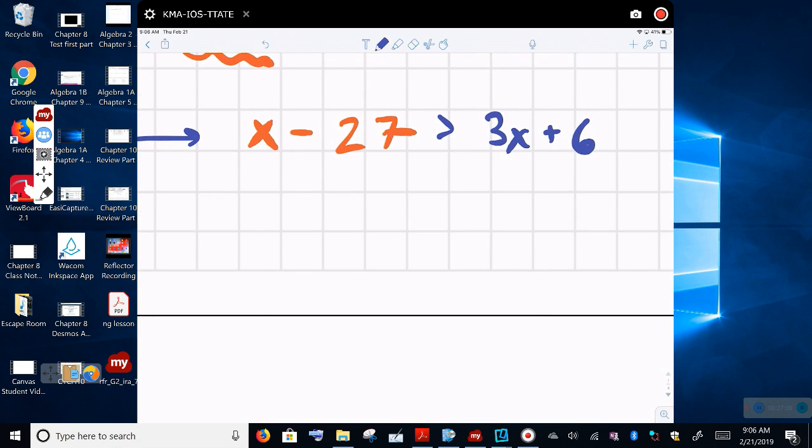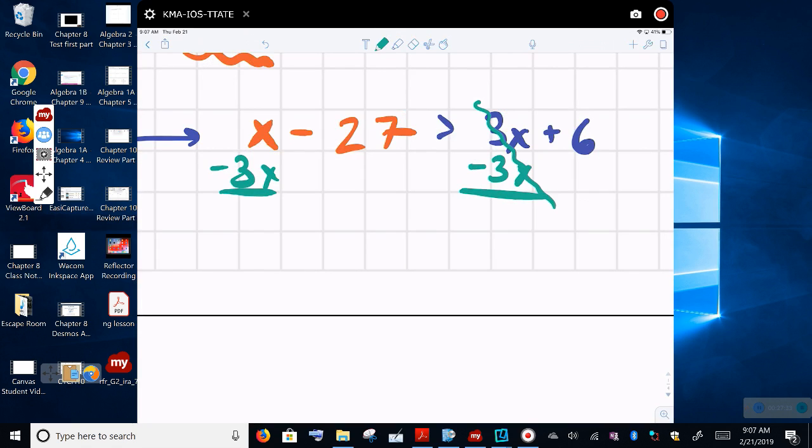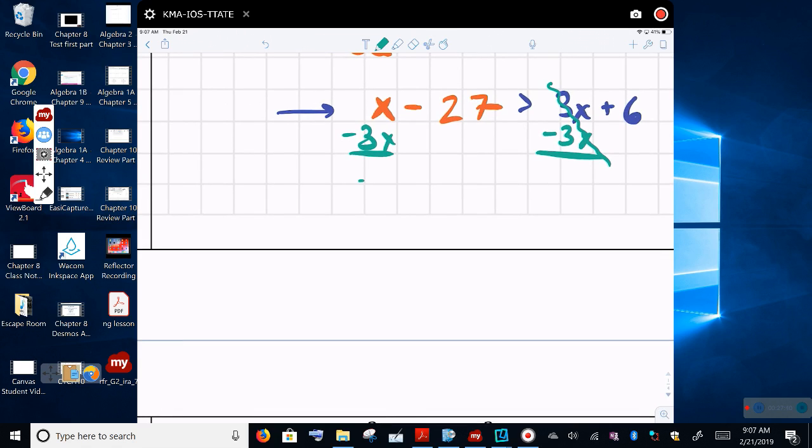Now going back here, what would I do? We have a couple options. What would you do first, Brianna? Combine the x's. To the left or to the right? To the left. Okay, so if you say to the left, then I'm assuming that you would subtract 3x from each side. Okay? These disappear. What is x minus 3x? Negative 2x.